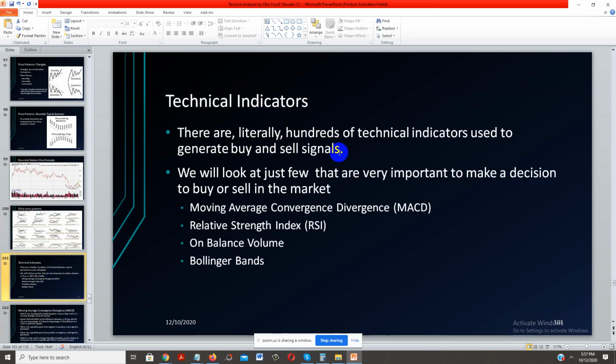Now, technical indicators, there are literally hundreds of technical indicators used to generate buy and sell signals. We'll look at just a few that are very important to make a decision to buy or sell in the market. We have the moving average convergence and divergence. Do you use MACD? I think we did this the other day.